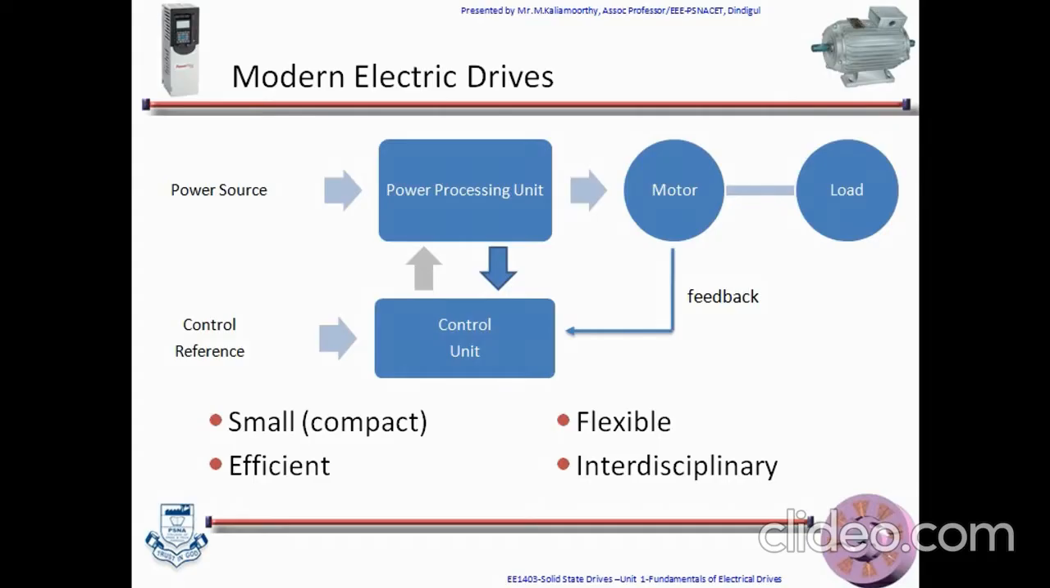The power source in turn may be an AC or a DC, and the motor can also be an AC motor or a DC motor. The loads are generally machinery designed to accomplish a given task. It may be a fan, pump, robots, washing machines, machine tools, trains, drills, etc.